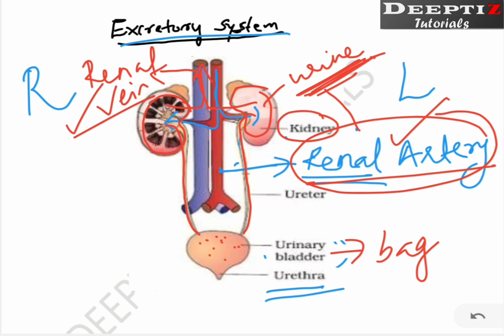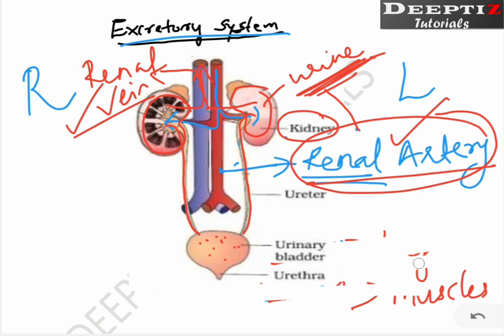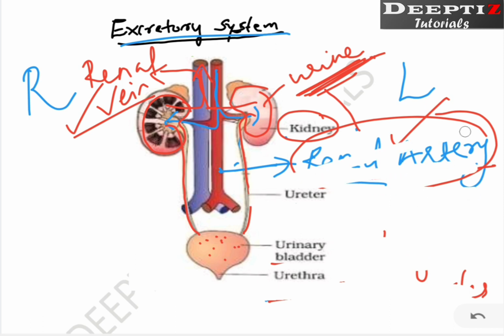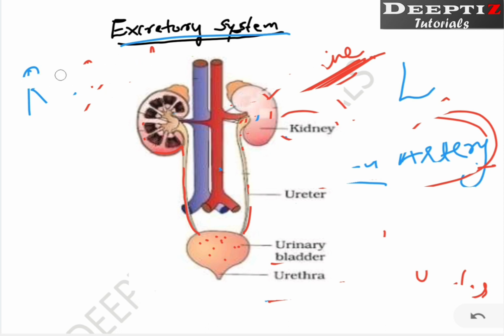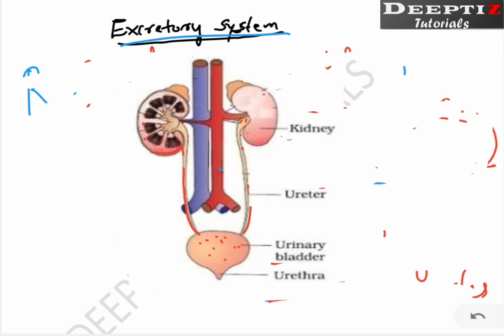This urine is temporarily stored by the urinary bladder, and after a particular storage capacity, the urine is removed by an opening called urethra. This urethra is supported by a set of muscles. These muscles control the opening and closing of the urethra, right? So if you want to just sum up what is this excretory system, what will you say? There are a pair of kidneys, a pair of ureters, urinary bladder and urethra.